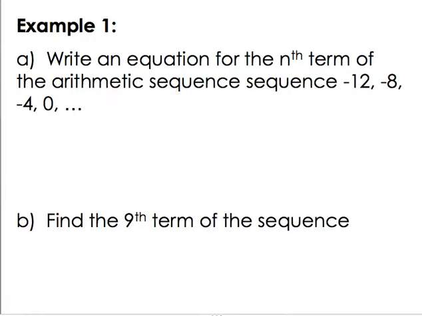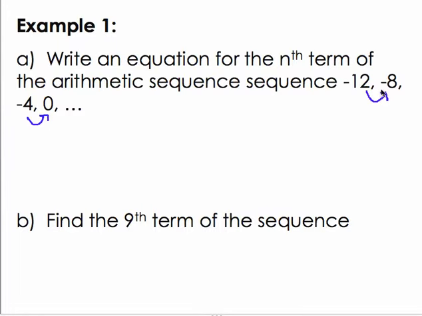All right, so example 1 says, write an equation for the nth term of the arithmetic sequence negative 12, negative 8, negative 4, and 0. So the first thing that we need to do is find the common difference. I'm going to take a look at this sequence here and try to find the common difference. And I can see that the function is decreasing, so our common difference is definitely going to be negative.